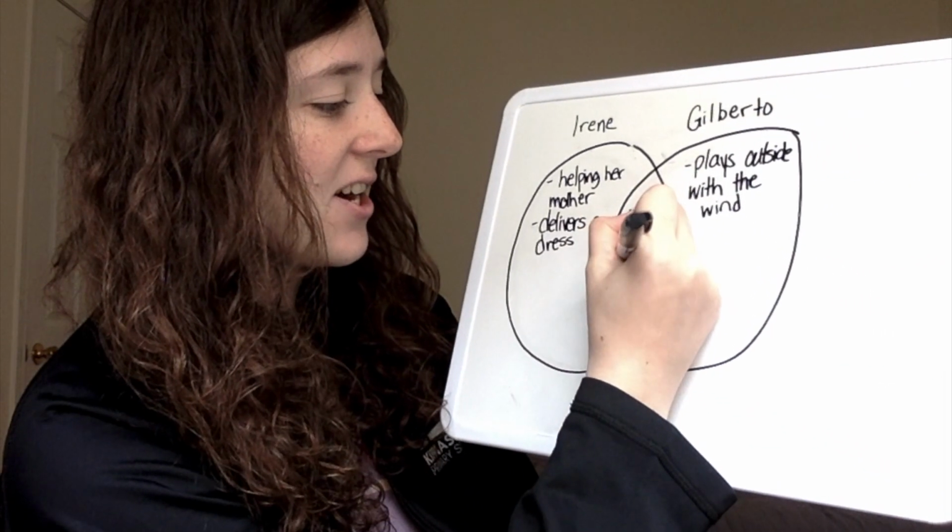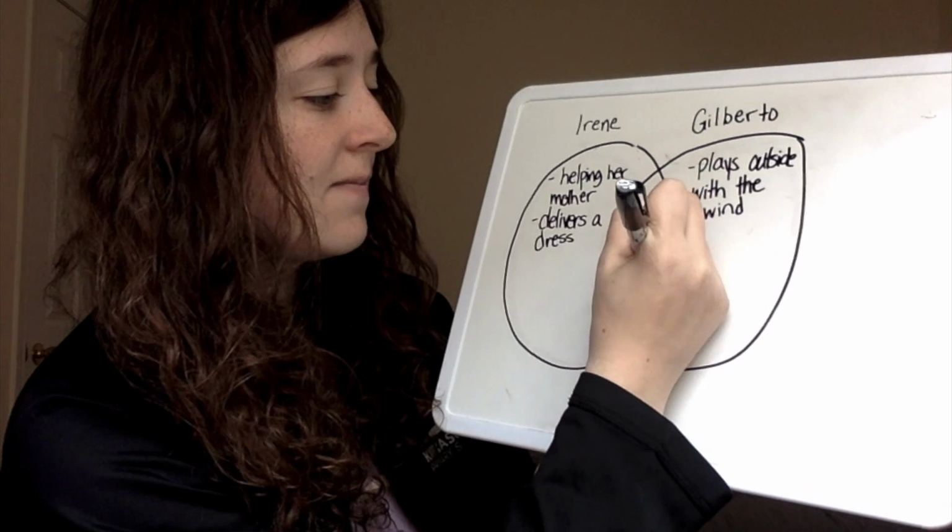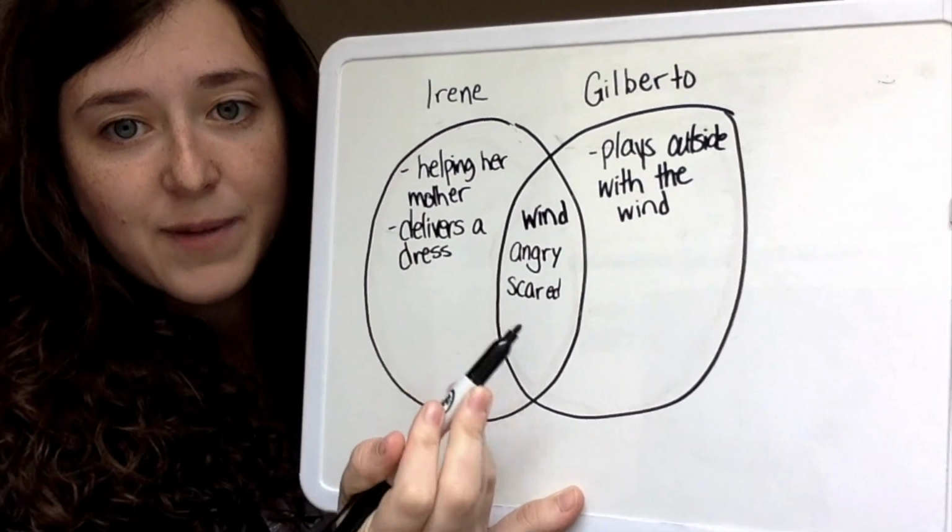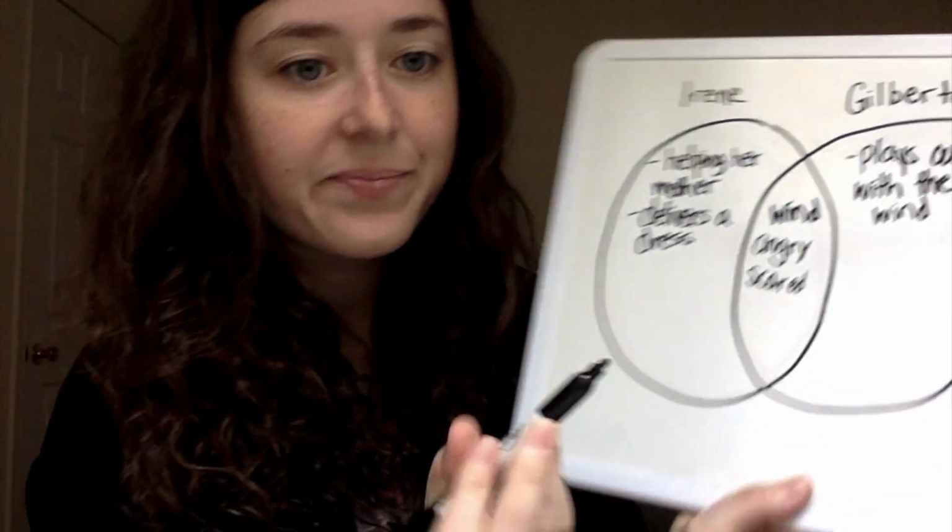Kipsters, how is Irene feeling on this page? Yeah, she's feeling scared and alone. Did Gilberto ever feel scared in Gilberto and the Wind? Yeah, he did, right? Remember when the wind was banging and breaking down those trees and Gilberto said, I am afraid. So both characters feel scared. So I'm writing scared in the middle of my Venn diagram.